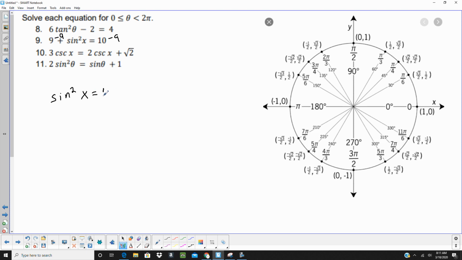equals 1. Sorry if you just heard a dog moan in the background. That would be Ellie. Take the square root of both sides, and you're going to get sine x equals 1. Look for where my y-coordinate is 1. It's happening right here at pi over 2.